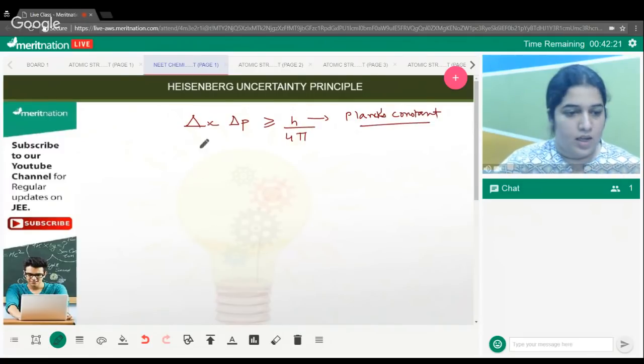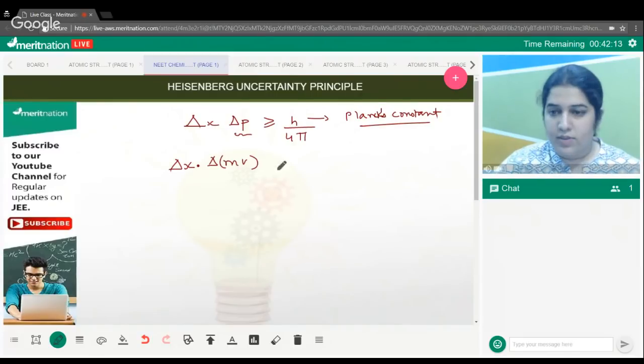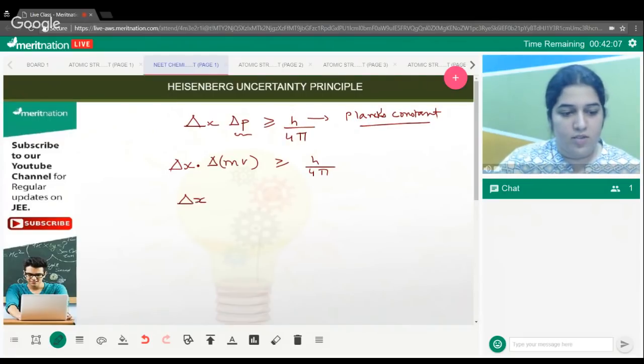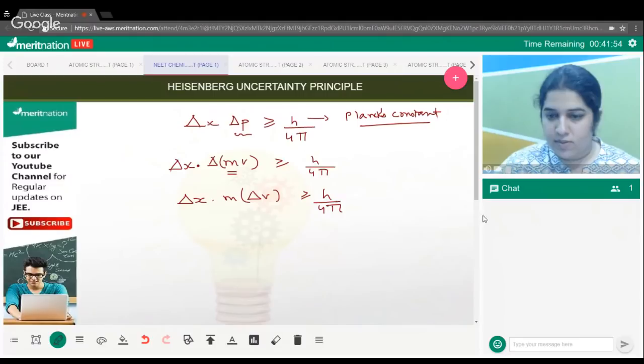Now, an interesting part is this is momentum. We can write this as delta m into v. Momentum is mass into velocity, greater than equal to h upon 4 pi. Now, after this, we know that the mass of electron is going to remain constant. So we can take this m out of the uncertainty bracket and we can write down m delta v greater than equal to h upon 4 pi.